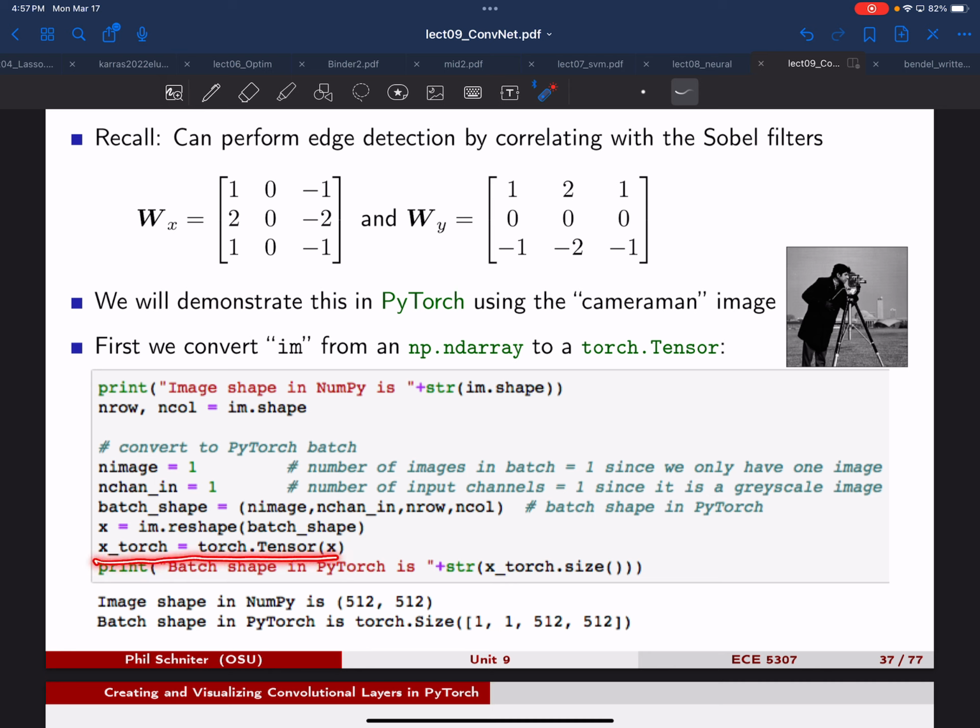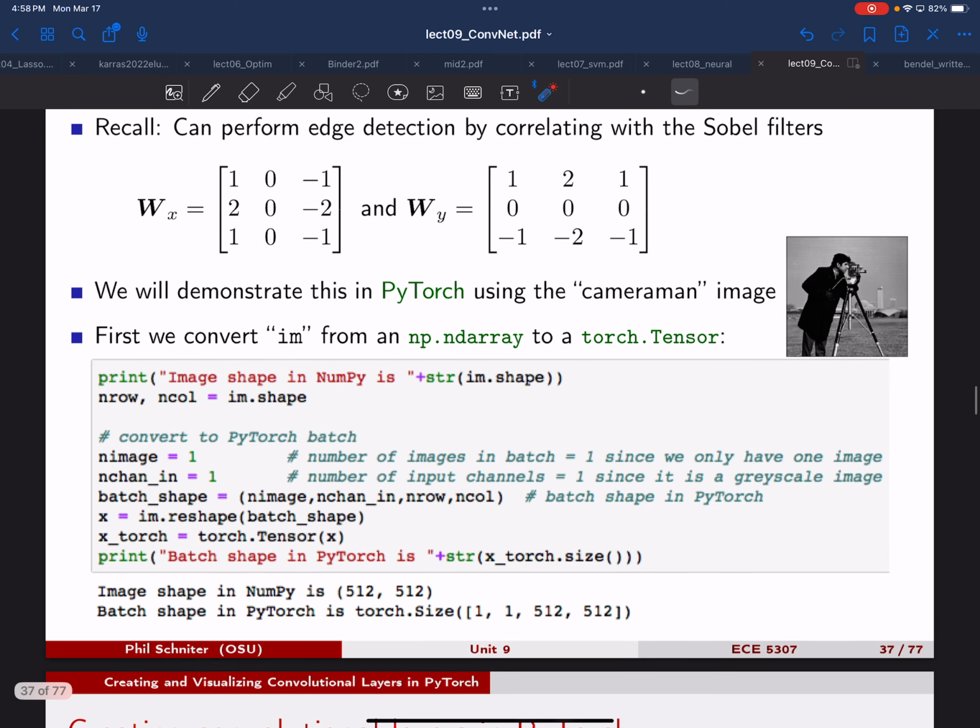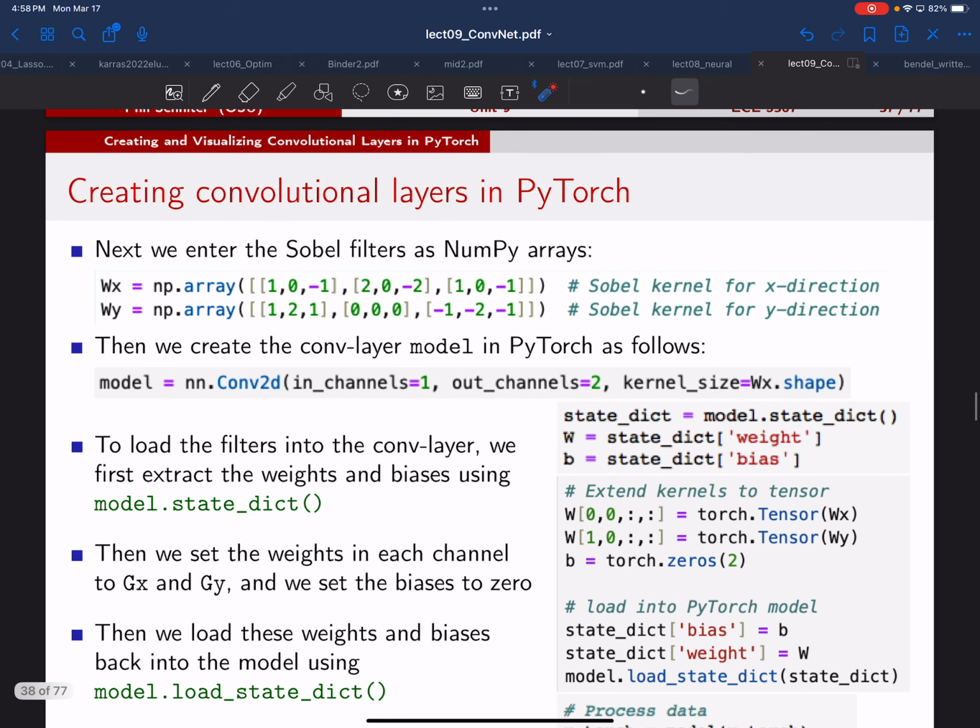Here's where we go to PyTorch. We take that NumPy array, which has the right shape, and we cast it as a torch tensor. And now this thing can work with PyTorch. Some of the syntax is a little different. Like in NumPy, you would do .shape to see its shape. In PyTorch, you do .size to see its shape. But you can see that this is the shape here: 1, 1, 512, 512. Yeah, actually this is 512 by 512, not 256 by 256. Okay, so we've got this image into PyTorch.